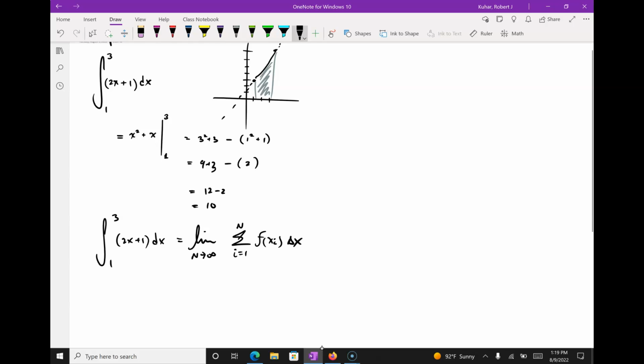How do I find delta x? Every time. Every time. b minus a over n. So 3 minus 1 over n. Since I'm letting n go to infinity, I don't have a fixed number for n. So what is that? 2 over n.